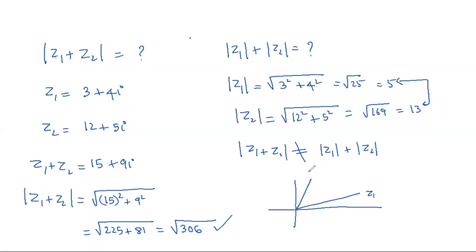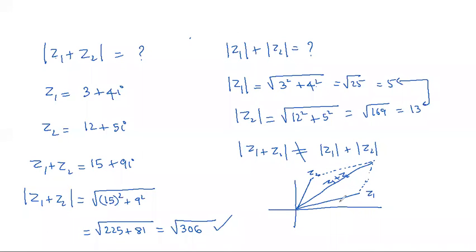This is Z2. Now Z1 plus Z2 is obtained geometrically by drawing a parallelogram. The diagonal of this parallelogram is Z1 plus Z2. Did you follow this? Yes.